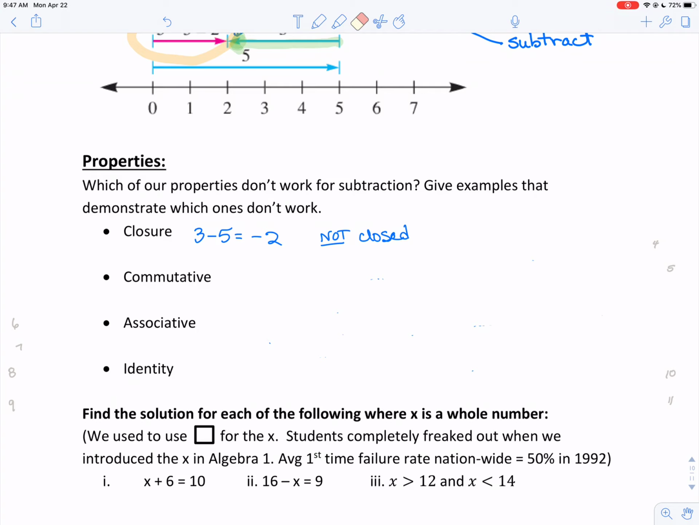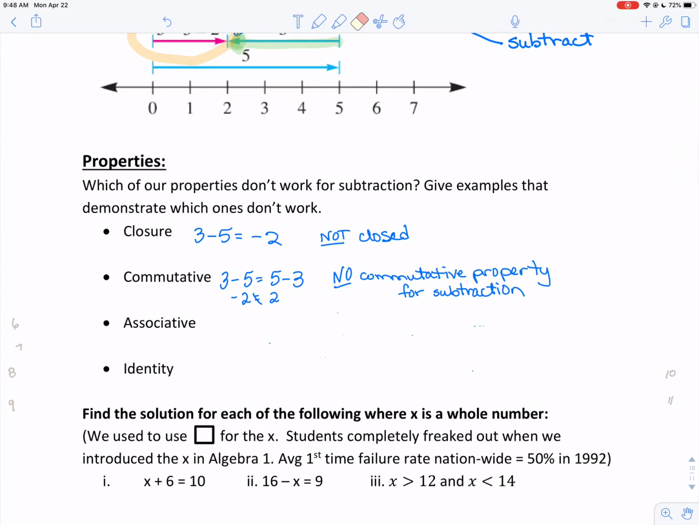What about the commutative property? Let's pick 2 whole numbers and see if they're commutative. So 3 minus 5, that gives me negative 2. But when I flip it, 5 minus 3, that gives me a positive 2. Those are not the same. So there is no commutative property for subtraction.